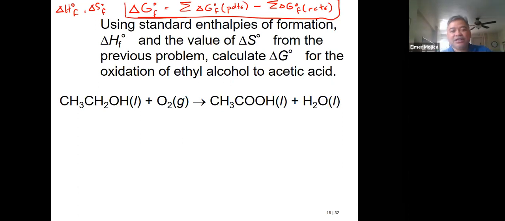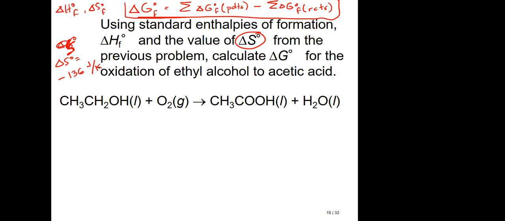So what did we get for the delta S here? Because it says here, using standard enthalpies of formation, delta H, and the value of S from the previous problem, calculate the delta G. What's the delta S that we get from our previous calculation? Is that the negative 136 joules per K? Yeah.